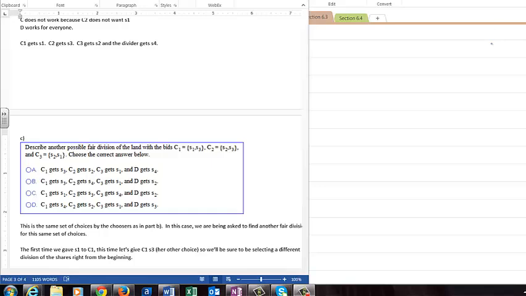Part C. Describe another possible fair division of the land with the bids chooser 1, share 1 and share 3, chooser 2, share 2 and share 3, and chooser 3, share 2 and share 1. Choose the correct answer below. This is the same set of choices by the choosers as in Part B. In this case, we're being asked to find another fair division for the same set of choices.